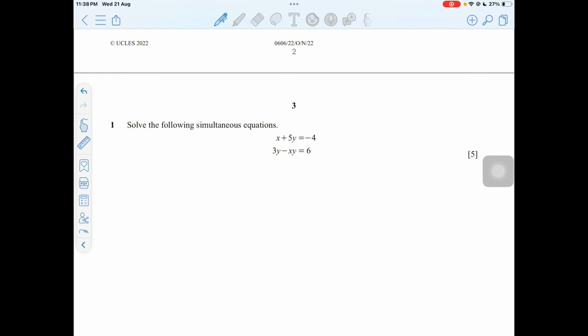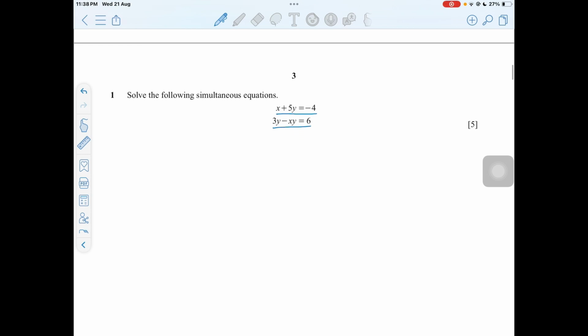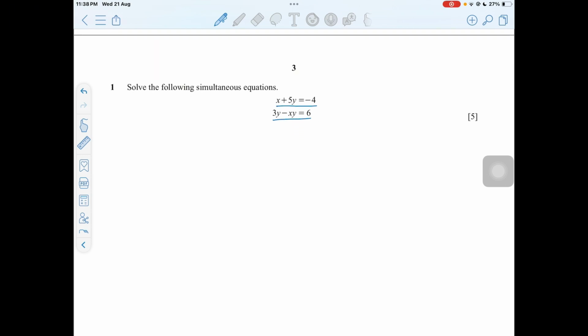So, we are given the simultaneous equations x plus 5y equals negative 4, and 3y minus xy equals 6. Let's rearrange the second equation to get our third equation. So this would be taking y as common. This would be y times (3 minus x) equals 6. This will be y equals 6 over 3 minus x. This will be our third equation, which we can substitute in the first equation.